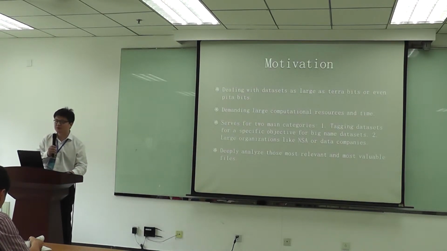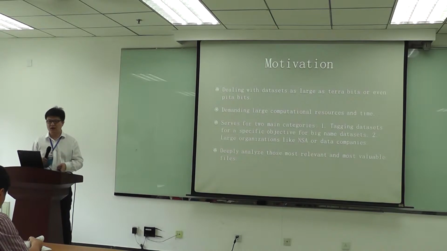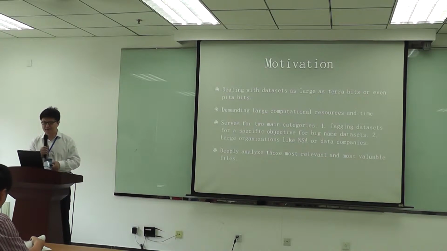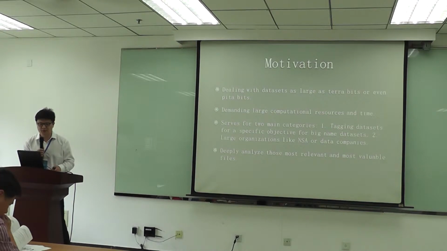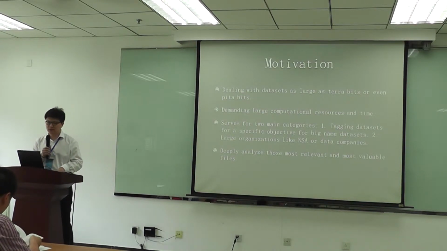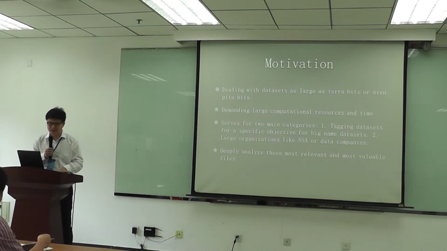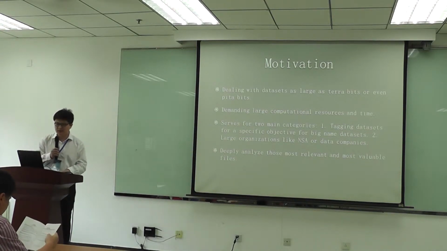Imagine you're dealing with data sets as large as terabytes or even petabytes. It is quite computationally demanding, and oftentimes it costs a lot of time. The DRL serves two main categories. The first one is for tagging those big-name data sets, and the second one is for large organizations like the National Security Agency or those big data companies. They're actually collecting more data than we can imagine, and oftentimes it's not indexed.